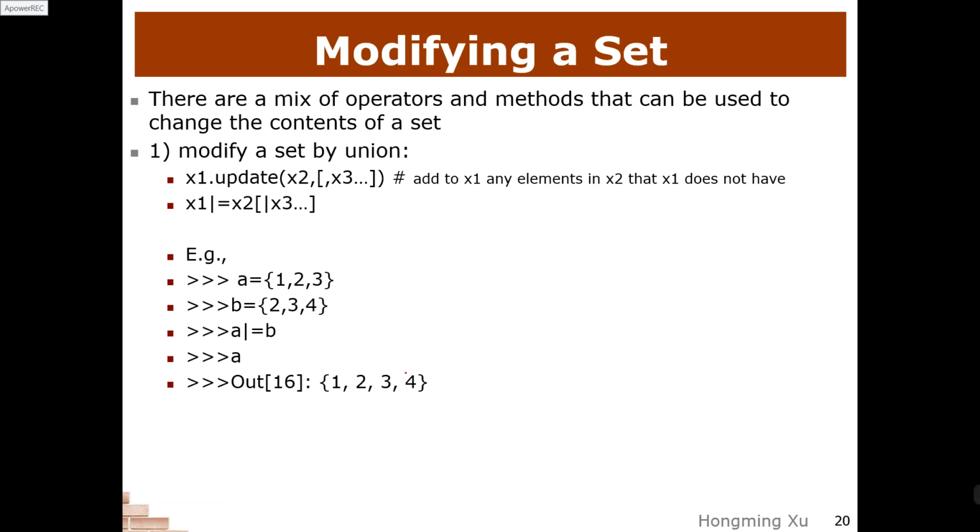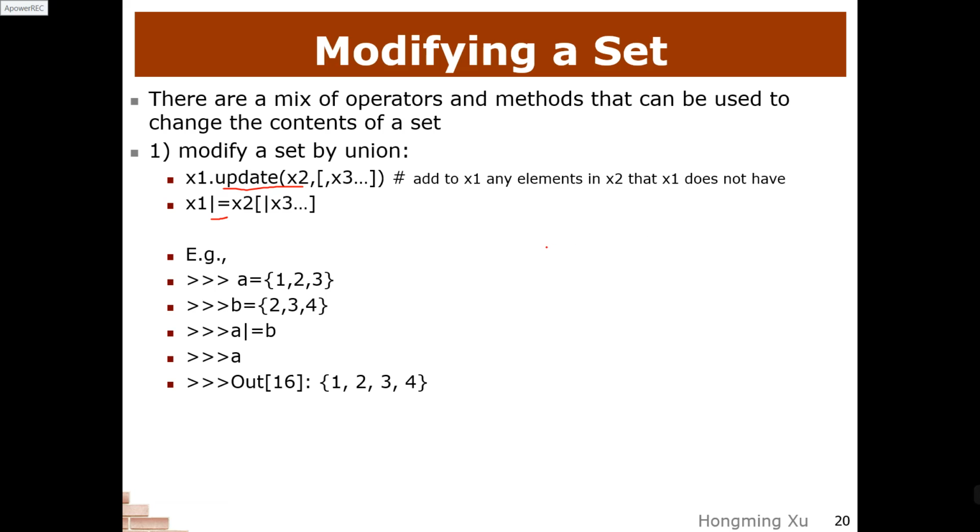Okay, so we have seen the operators and also the methods for set operations. Now I will introduce some methods to modify a set. There is also a mix of operators and methods that can be utilized to change the contents of a set. For example, we can modify a set by union. In this case, we should use the update function, or we can use the augmented operator, like this way. This means we add to x1 any elements in x2 that x1 doesn't have. Modify set means that after using this update function, x1 will be updated.